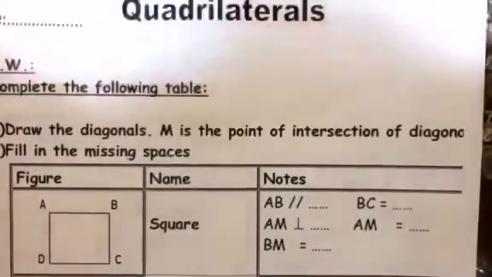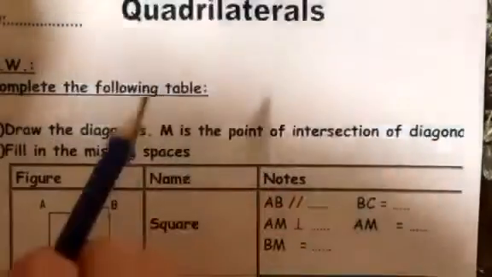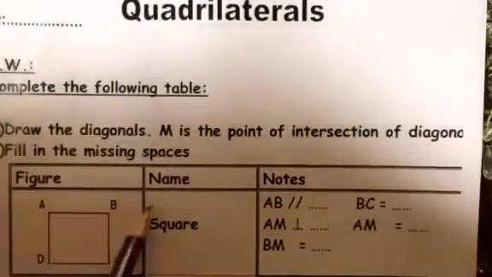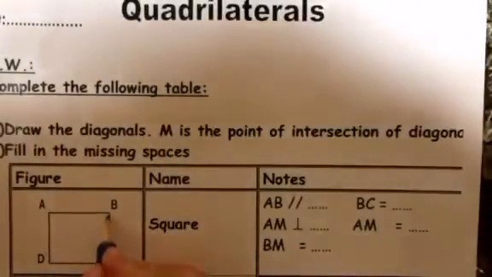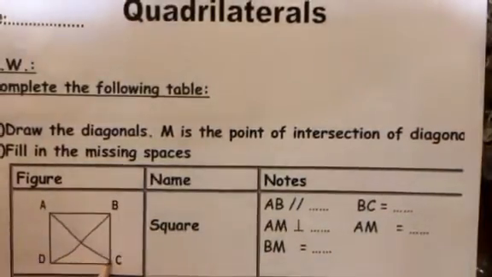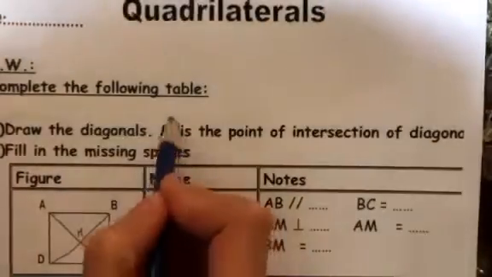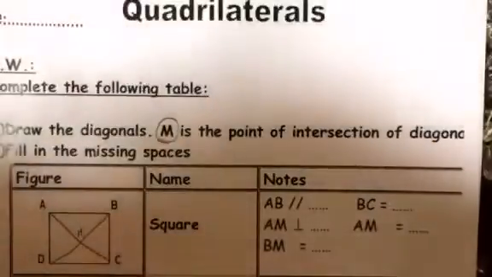Open page 101. Here, quadrilaterals. He wants you to draw the diagonals. We said before that the diagonals are the lines that join the two corners. So I will draw the diagonal here, and we call it M, as he said up.